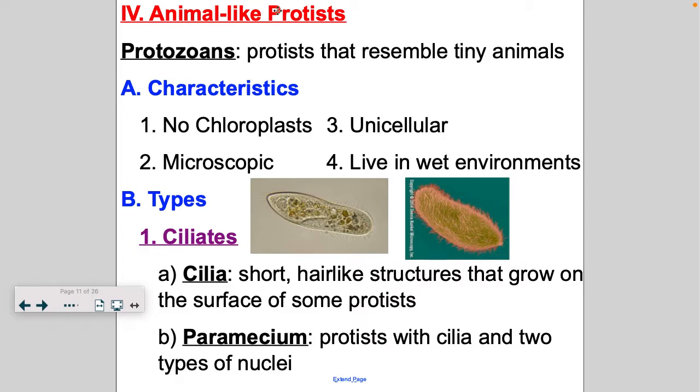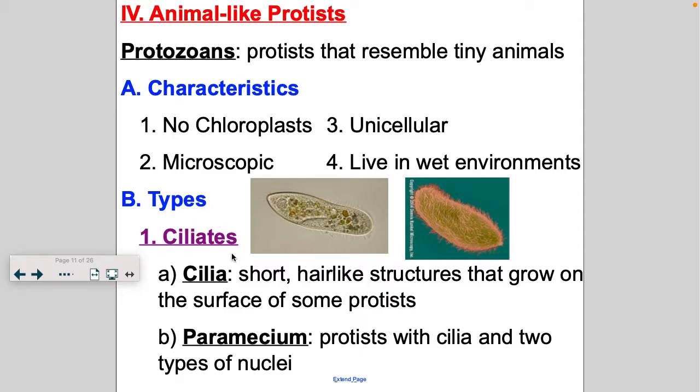Now I'm going to talk about the other 2 types of protists, the animal-like protist and the fungus-like protist. Another term for animal-like protist is protozoans. Zoa is a term for animals, so these are protists that resemble tiny animals. The characteristics that all protozoans share is that they do not have a chloroplast. They are microscopic in size, they are one-celled, and they live in wet environments. Your book gives us 3 types of protozoans, the ciliates.